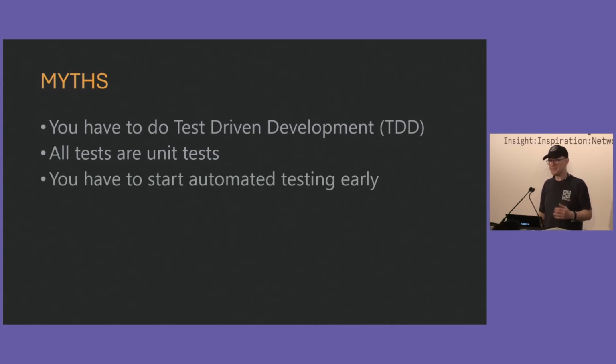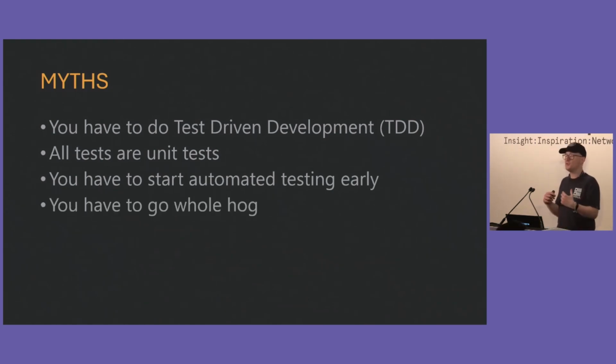You have to start automated testing early in your project. That's not necessarily true. I'm going to show you one or two things that you can do a couple of weeks to beta and still get that return on investment. You have to go whole hog, that you have to do automated testing everywhere on your project, that you can't do it anywhere. And that's not true either. I'm going to show you little bits and pieces you can do. And in fact, we didn't test the whole of Rollerdrome. We test a few specific areas.